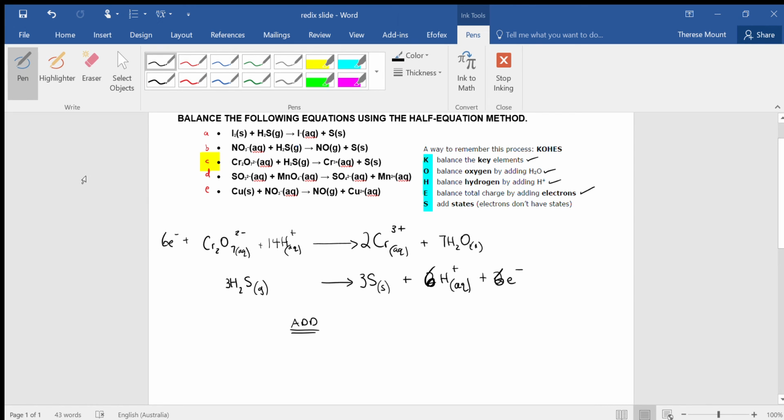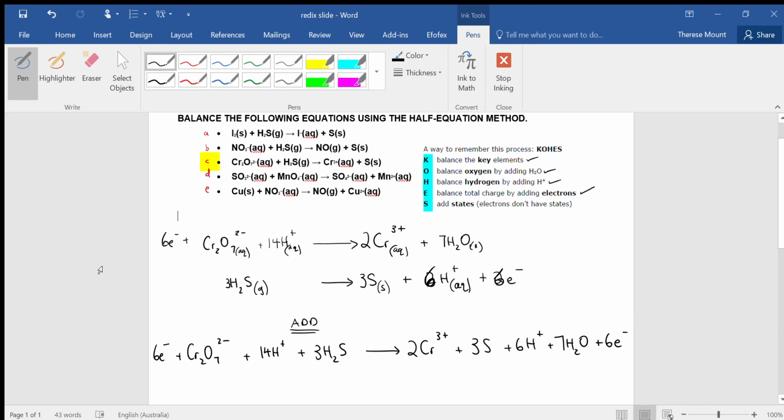Now I just need to add all my reactants together. So I've got 6 electrons plus my dichromate ion here, 14 H+, 3 H2S. I'll add the states in a sec. On the product side: 2 Cr3+, 6 H+, 7 waters, 3 S, 6 electrons.